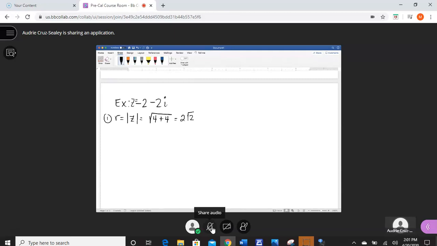Number 2, we're going to find the angle. So we know that tangent of theta has to equal -2 over -2. So tangent of theta has to equal 1, right? So where does tangent inverse equal 1? Think about what you say before you say it. What is theta?